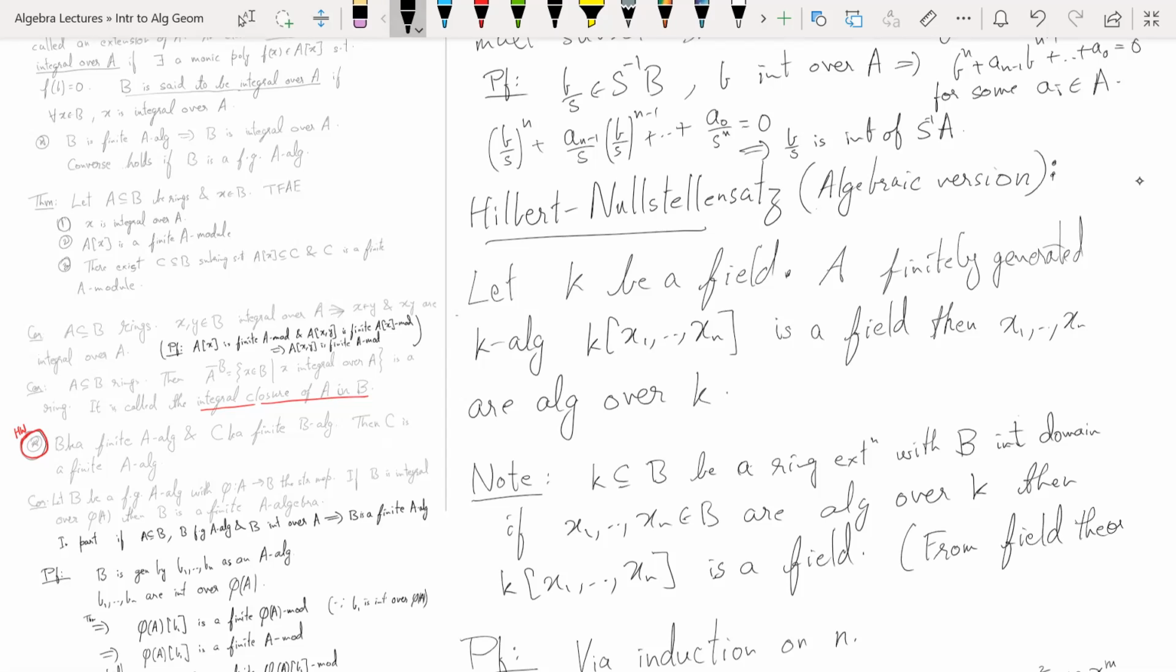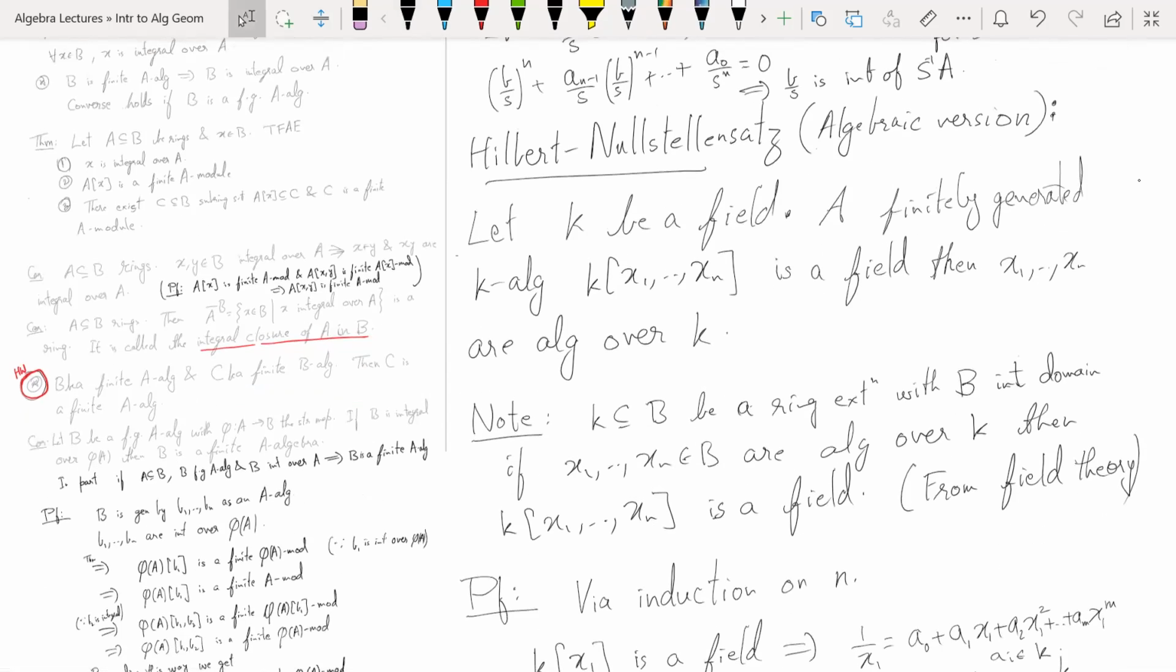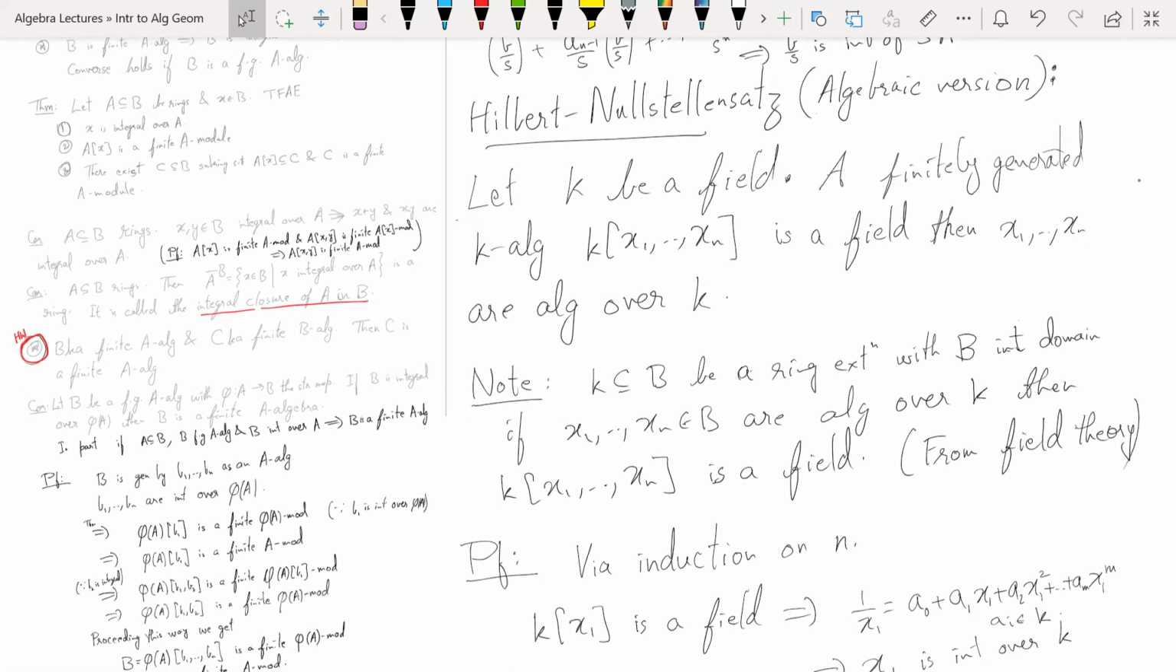You may have seen this last time in your field theory class for one element, and then you can just induct. So now for the main direction: as soon as this is a field, then x1 to xn must be algebraic over K. For one variable, it follows from what you have seen in field theory. We'll prove this via induction on n, with K any field.